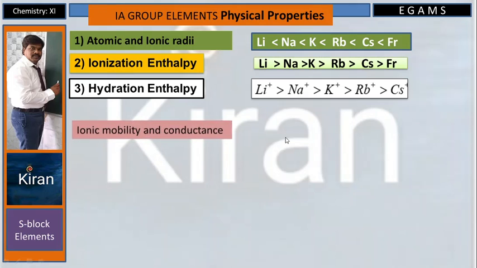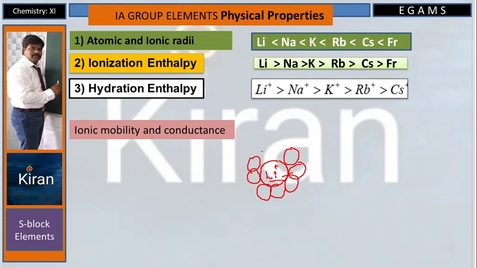Ionic mobility and conductance. Here the lithium ion is holding more number of water molecules. Ionic mobility we can explain in this way. This lithium ion, because of smaller ionic radius, is holding a large number of water molecules. These are all water molecules, so now a big cluster is forming. In hydrated form, this lithium ionic radius is this much. It is very big.